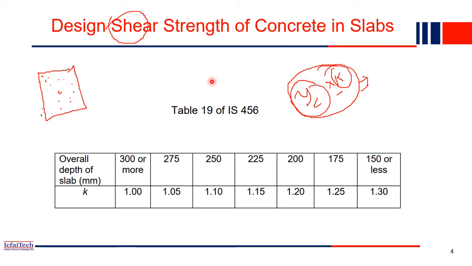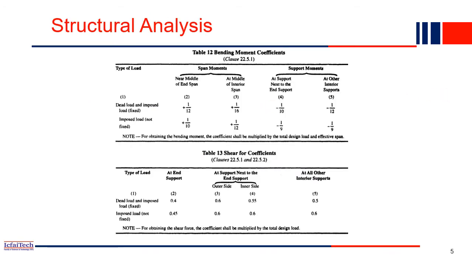So from this table, we'll get it at different depth values: what is the shear stress applied, or what is the shear stress capacity of the slab? If the shear stress capacity is more than the shear stress applied on a slab, then we do not need to provide the stirrups on a slab. So in general, we always avoid providing stirrups on a slab.